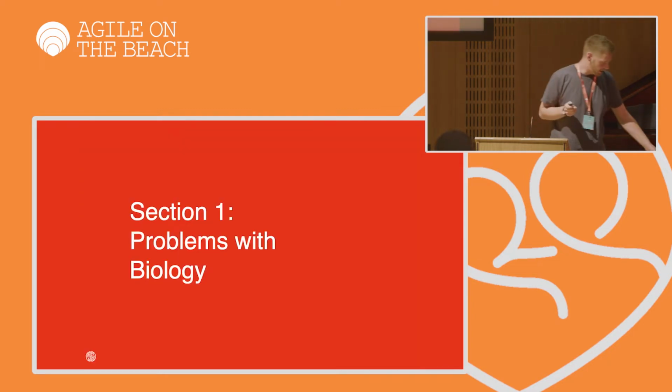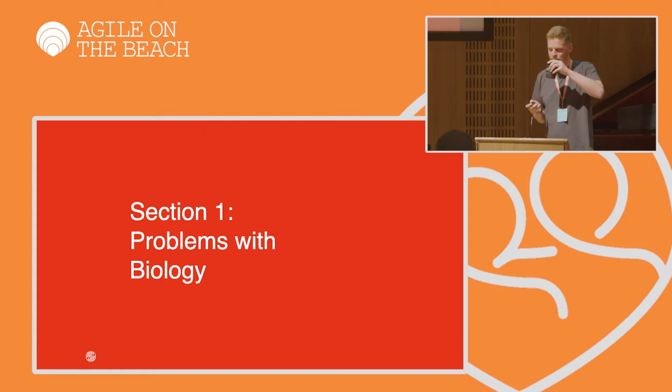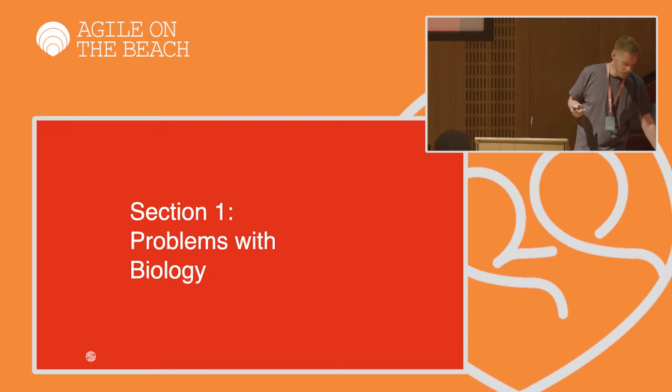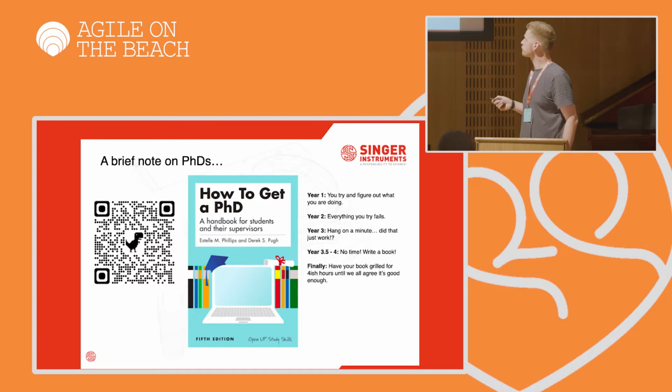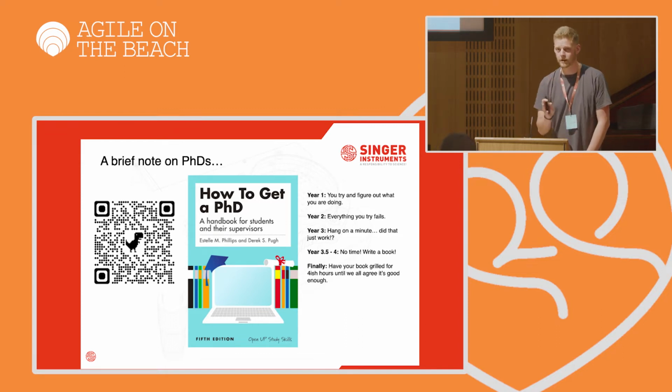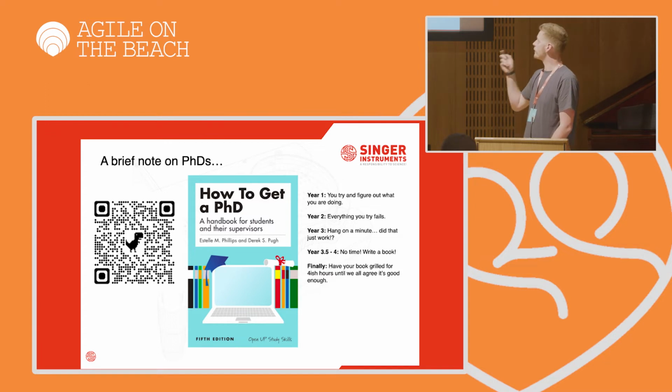But section 1 is problems with biology, which is kind of a funny thing to say. Normally something you'd mention to your GP, I guess. So there's a brief note on PhDs. If you are interested in doing a PhD, you're probably mad, but that's fine, we all are. But there's a great book called How to Get a PhD that I would wholeheartedly recommend.